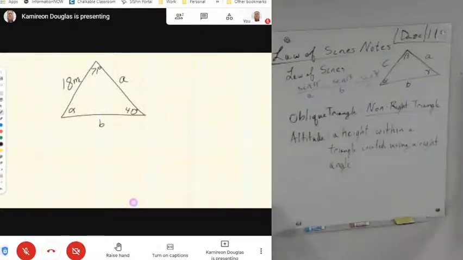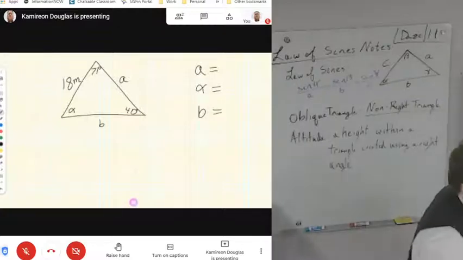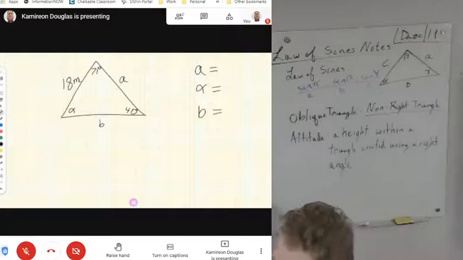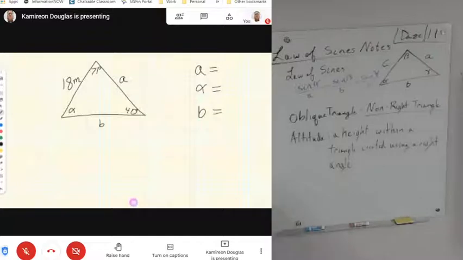Okay, there are 6 pieces missing: A, alpha, and B. Now, most of you earlier found the missing angle first because it's the easiest one using the triangle angle sum theorem. If you want to keep doing that, that's fine. But you could find one of these sides first if you wanted to. You just have to set up a law of sines problem to do so.